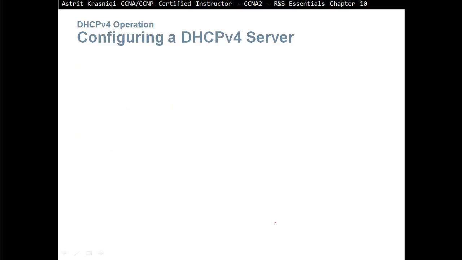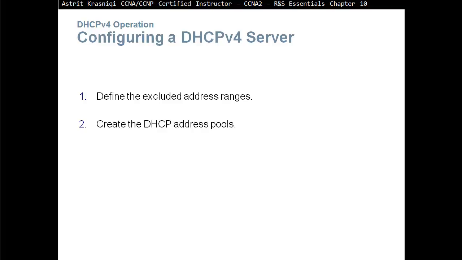To configure DHCP, the first thing is we need to define excluded address ranges: which addresses we do not want to give out. So for example, if you have an address range from 1 to 100, that's your pool, but maybe address 50 is already taken. You don't want that to be given out. So the first thing you need to do is exclude the addresses you don't want to lease out. Then you will create a DHCP address pool. For example, you create that pool from 1 to 100. You have to give it a name, and then you go inside DHCP configuration mode.